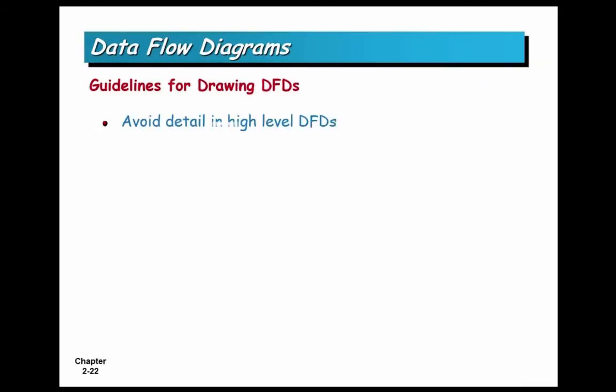Some guidelines for DFDs. Make it detail appropriate. Your context level: one circle, external entities, nothing else. No data stores, no nothing. And then you keep decomposing. You know you've done too much if you have more than 7 processes. It's not a hard and fast rule, but approximately 7 processes, 7 circles at any level of a logical data flow diagram is about all you want to have. Beyond that, it's just too complicated for a single diagram.